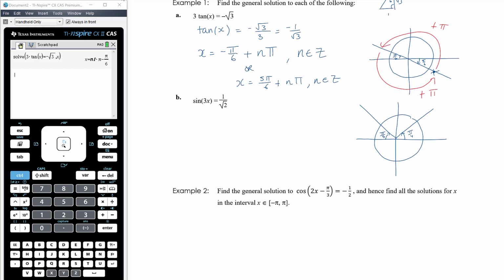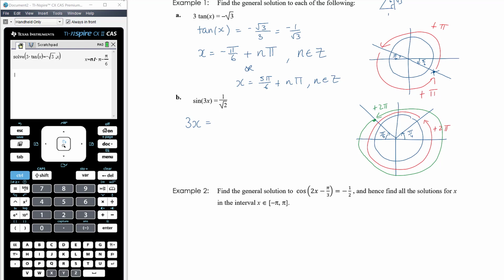Unlike tan, there's not the same distance between every single solution. If we look at the pi on 4 solution and add on 2 pi, we'll get another solution. Add 2 pi, add 2 pi, add 2 pi. Similarly, if we look at the 3 pi on 4 solution and add 2 pi to that, plus 2 pi, we get that family of solutions. So you've got to think about it as there being two families of solutions here. And we also have 3x here, so we need to be a bit careful.